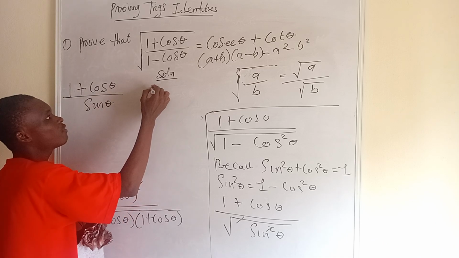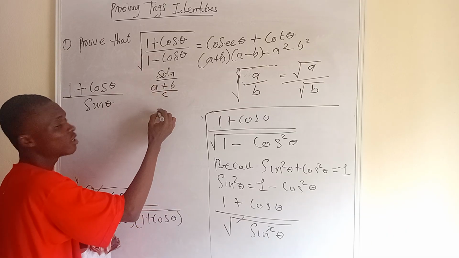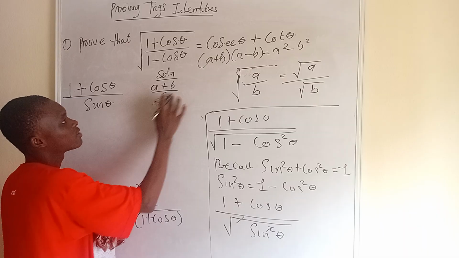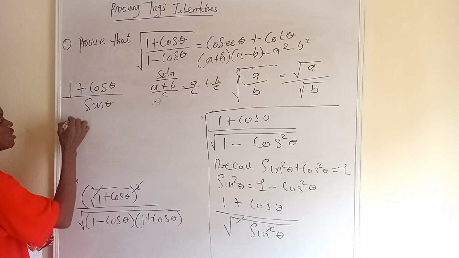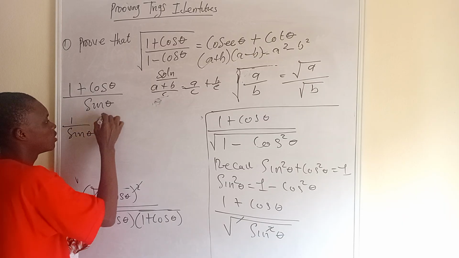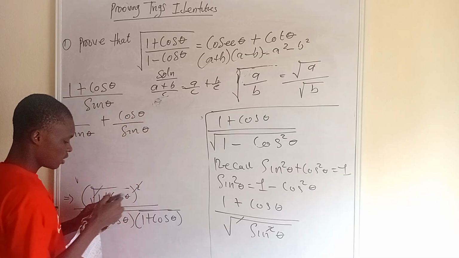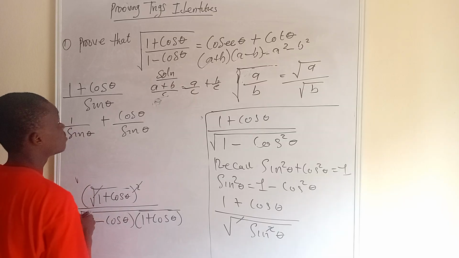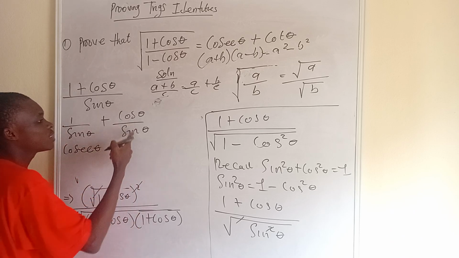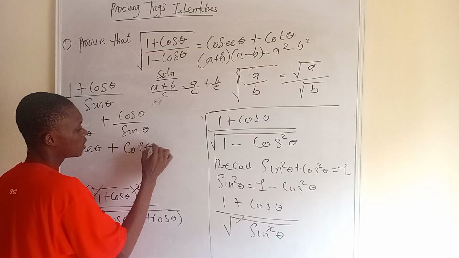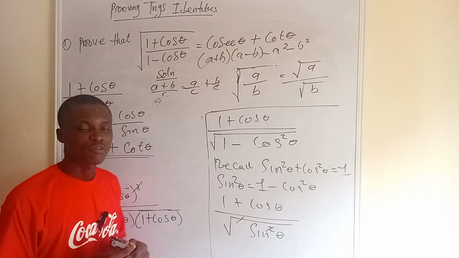Now remember, if we have (a plus b) all over c, we can interpret this as a all over c plus b all over c. So from here, what do we have? We know that this is 1 all over sin theta plus cos theta all over sin theta. So clearly we know that 1 over sin theta gives us cosec theta, plus cos theta all over sin theta gives us cot theta. And this is a proof for it.